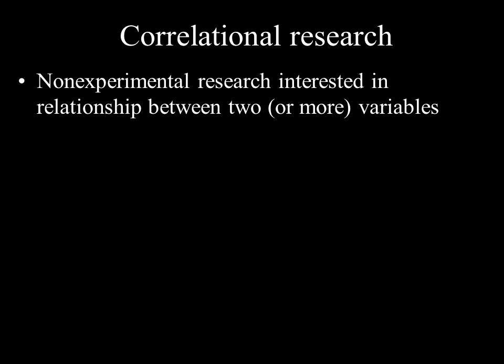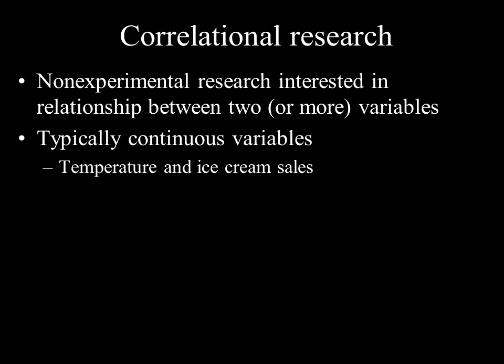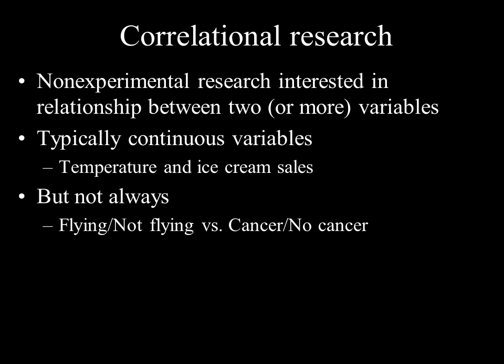So when we talk about correlational research, we're talking about non-experimental research interested in the relationship between two or possibly more values. Now, typically, the values that are used in correlational research are continuous. That's the most common thing because it's useful to look at continuous variables because they allow you the greatest number of ways of analyzing them. So, for instance, when we were talking about the relationship between temperature and ice cream sales, or temperature and the crime rate, those are continuous variables because they vary on a continuum. But that's not always the case.